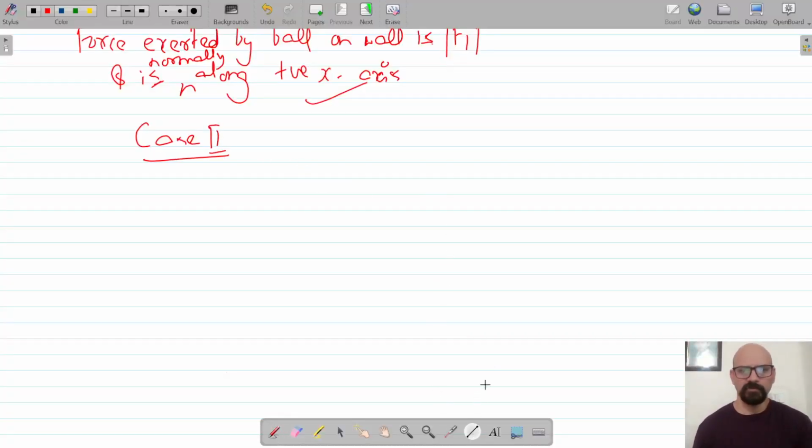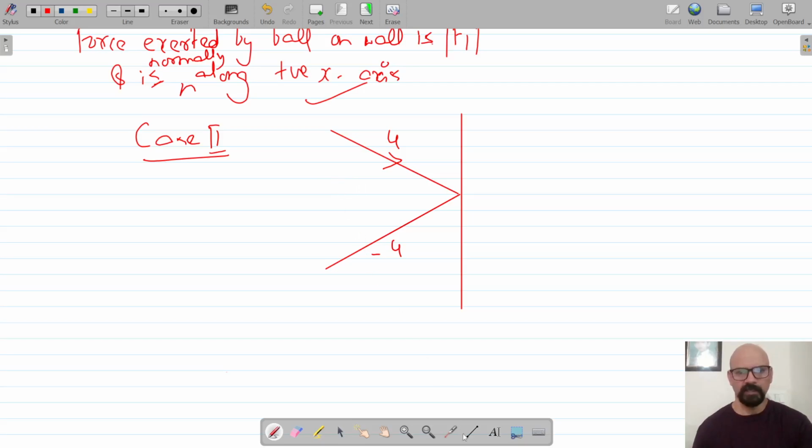Okay, let's move on to the second scenario. It's given that the ball strikes with an angle of 30 degrees with the normal, without any loss of speed. So let's take this as positive and this as negative, and this is the normal. This is making an angle of 30 degrees with the normal, the angle of incidence and angle of reflection.